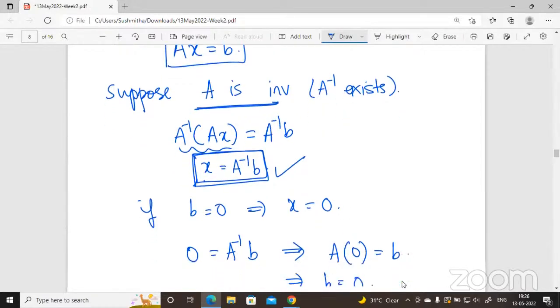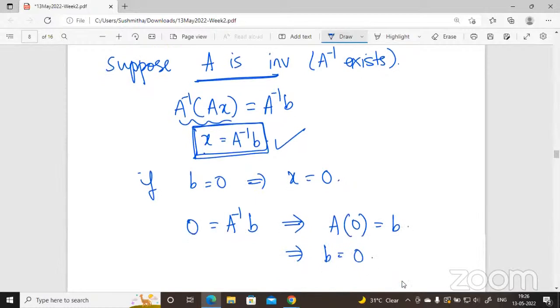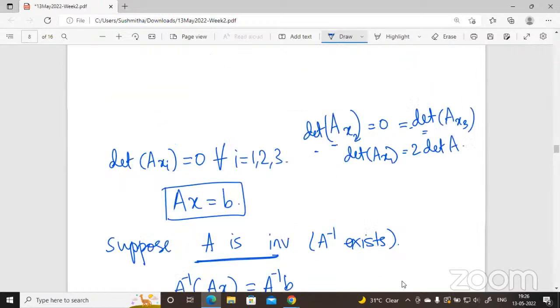Ma'am, could you repeat the last one? Yeah. So now you agree that I have only this as the solution, right? Yes. And I already know X equal to 0 is the solution because of the determinant of AXi being 0. Here, we already have this.